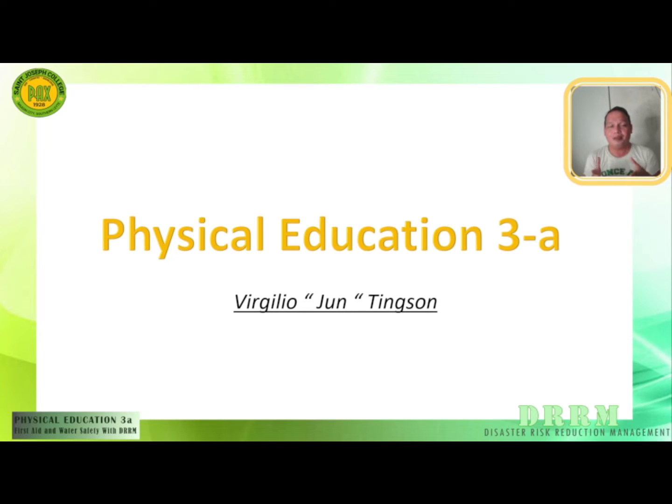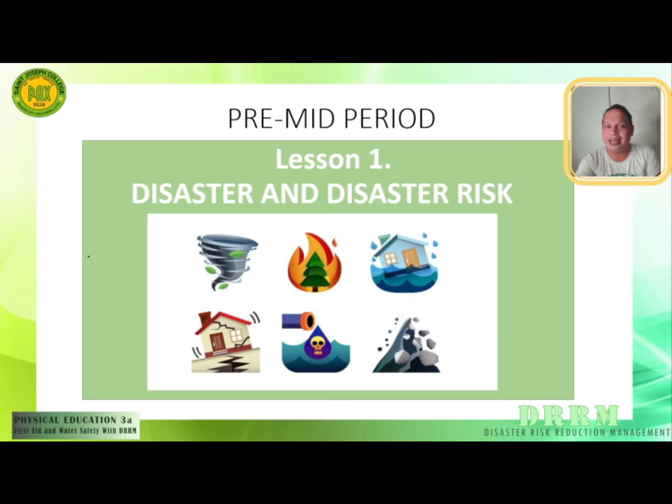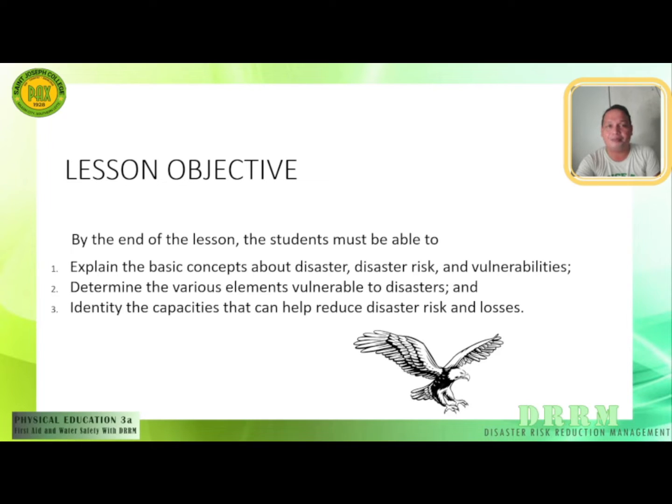And this is the official opening of our lessons for this pre-midterm. This course is all about first aid and water survival with disaster risk reduction. Our pre-mid content starts with lesson one, disaster and disaster risk. By the end of this lesson, the student must be able to, number one, explain the basic concept about disaster, disaster risk, and vulnerabilities, and the differences between the three. Next, determine the various elements vulnerable to disaster. Last, identify the capacities that can help reduce disaster risk and losses.